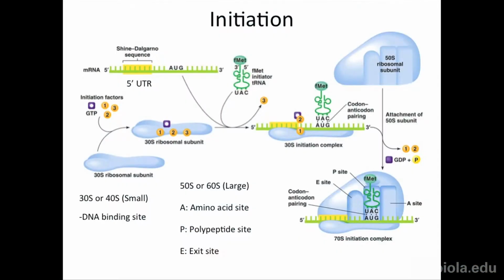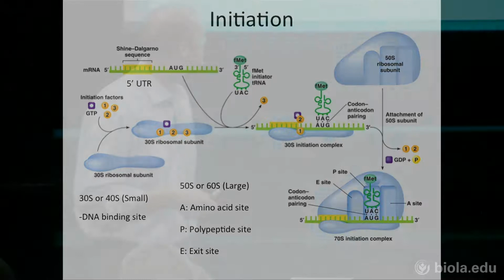The last spot is the E site. This is the exit site. That's where your used up tRNA is going to leave once it's done its function. So A, P, and E. Just the E, what is it? E, exit. When you've used up that tRNA, that's where it dumps out.